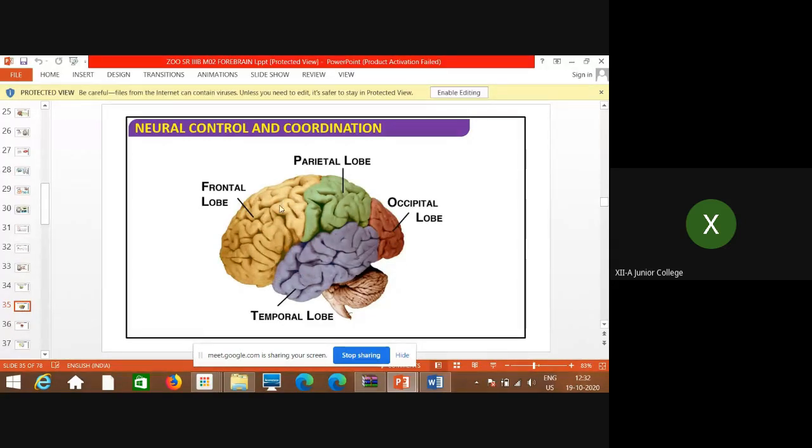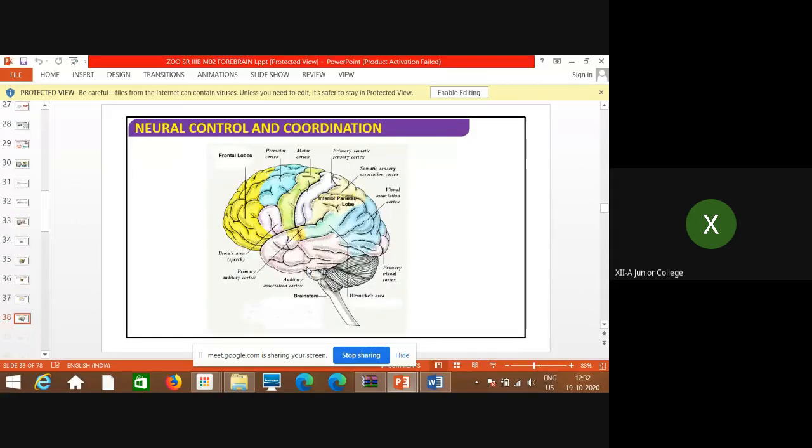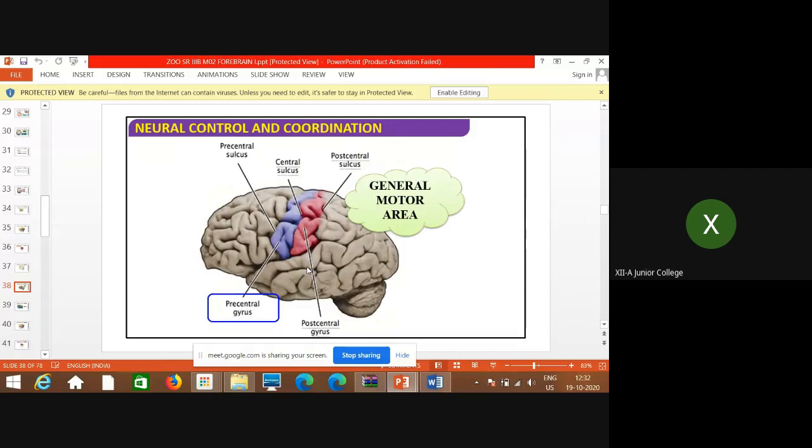So remember, frontal, parietal, occipital, and temporal, these are the four lobes present. Now this area shown by red color is considered to be the frontal lobe. Here you can see a few more points. Just remember in this diagram, the precentral gyrus, postcentral gyrus, and precentral sulcus are shown.